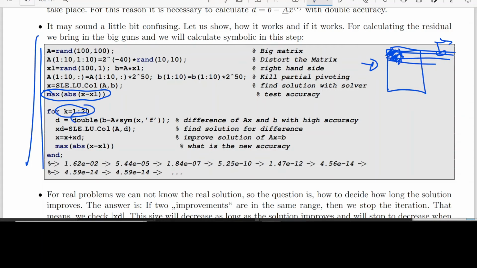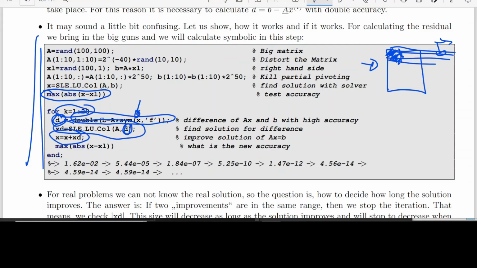Here we go to the symbolic toolbox. That's the double accuracy, so it's a big gun here. This does not work in Octave, as I saw when preparing for this video, but in MATLAB it works. So we get a completely correct D, and then we solve with the exchanged right hand side. Now we use D instead of b.